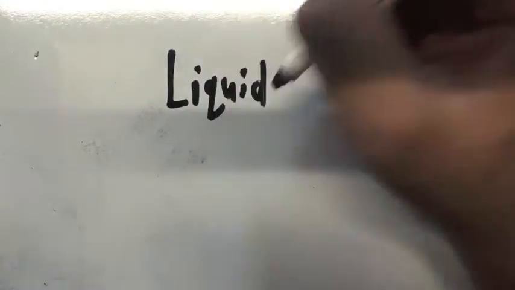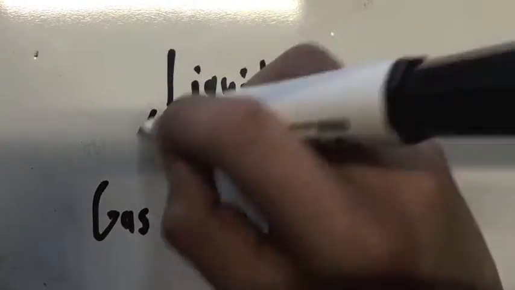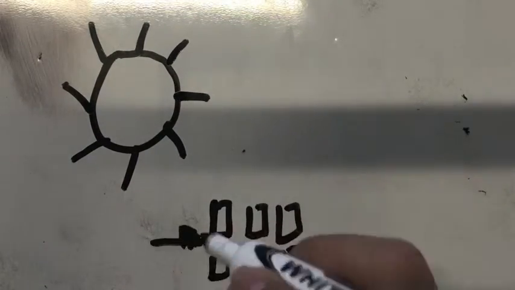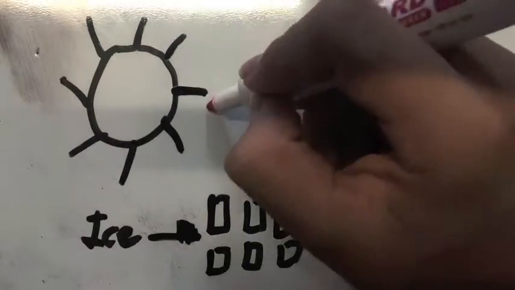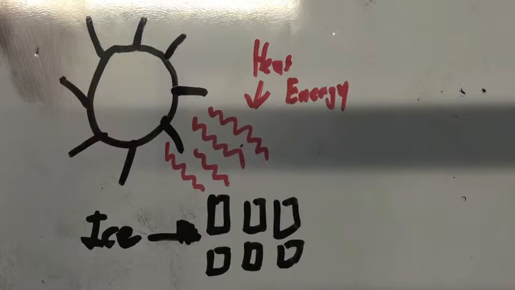Did you know you could change an object from one state of matter to another? You can do this by adding or removing energy from the object. For example, when you leave a tray of ice out in the sun, the ice will eventually turn into water. This is because thermal energy, or heat energy, has been added. This is one of the many examples of melting.